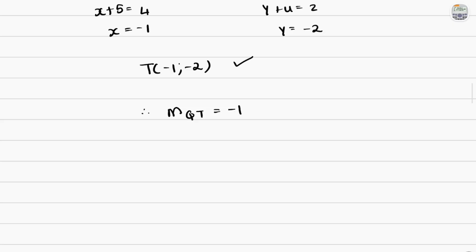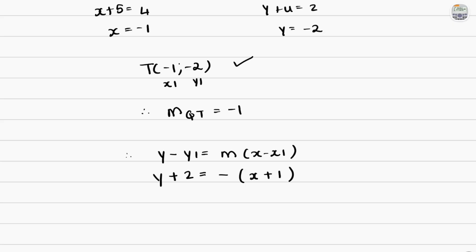So we know the gradient of the tangent and we have a point on the tangent. To find its equation, we say y minus y1 equals the gradient times x minus x1. So y minus -2, which becomes a +2, is equal to -1 multiplied by x minus -1, which becomes +1.